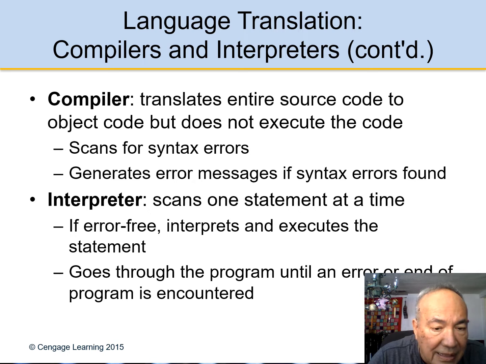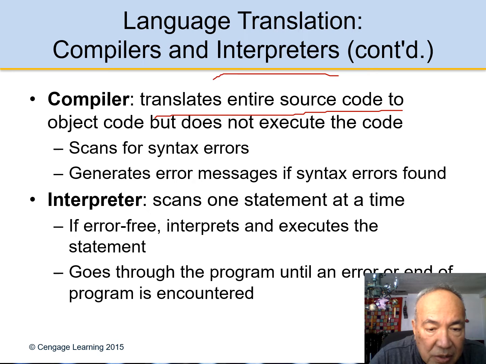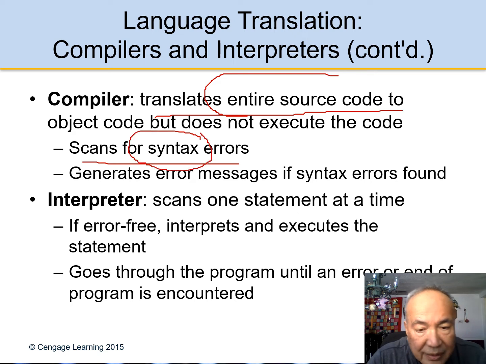Now, what is the difference between the compiler and the interpreter? Okay, the compiler translates the entire source code to machine language. Okay, but it does not execute it. Scans the syntax error. These are the advantages of it. It checks for errors on the syntax. What is syntax? The way the language was put together, and generates error messages if there's a syntax error found. So that is a compiler.